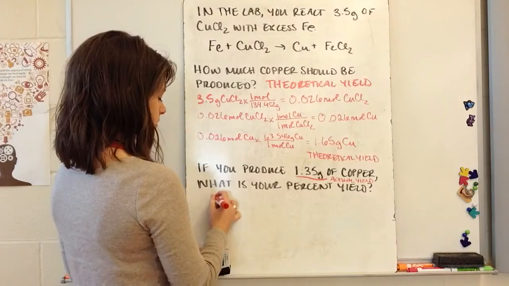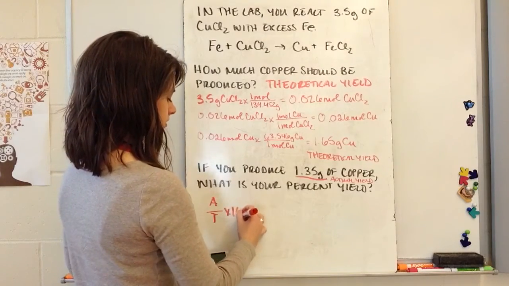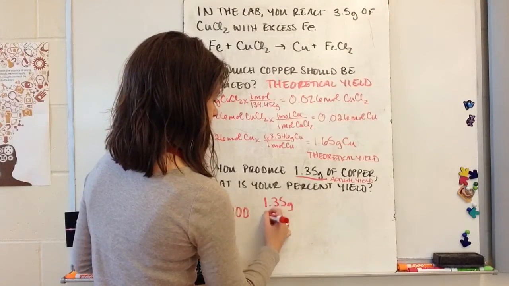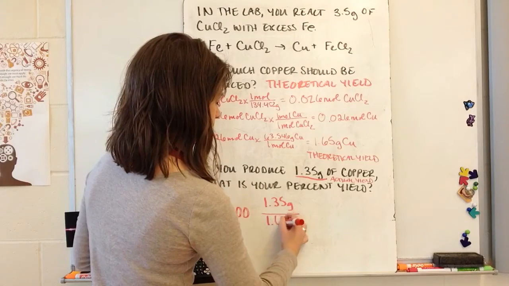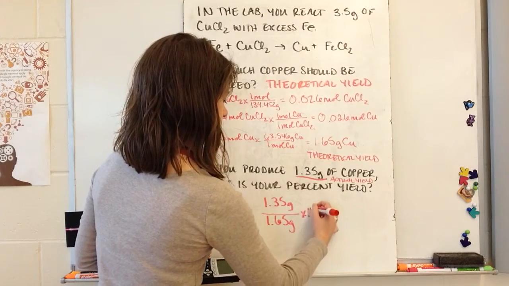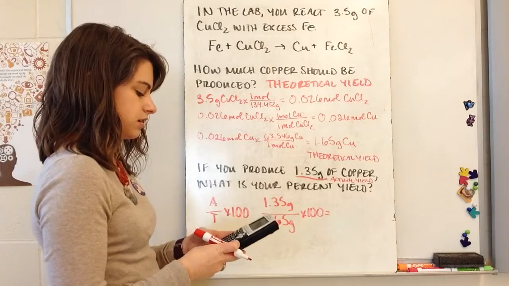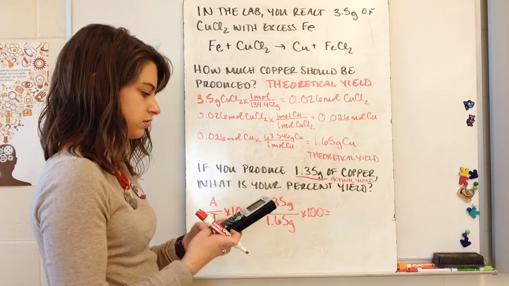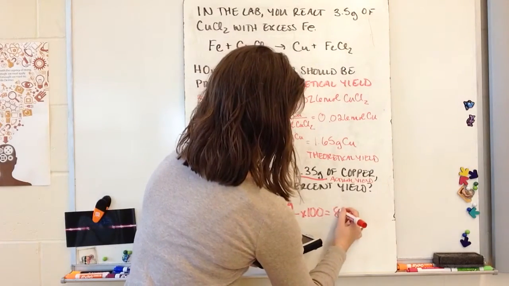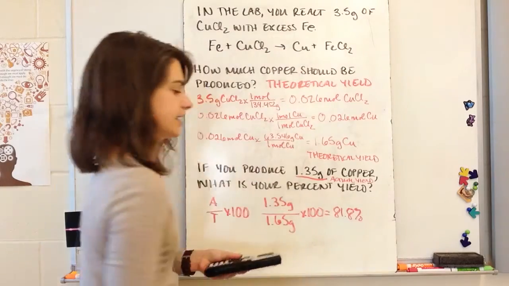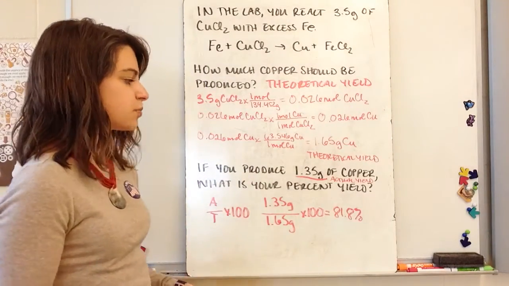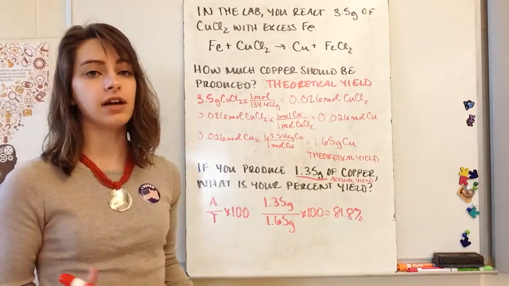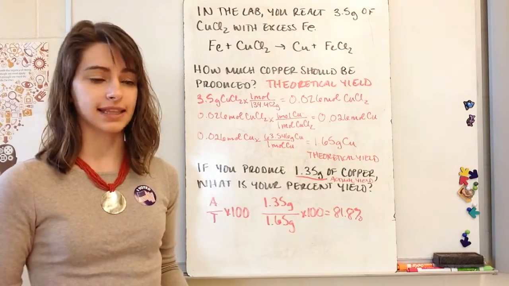So I'm going to do actual divided by theoretical times 100. So I'm going to do my actual, which is 1.35 grams, divided by my theoretical, which is 1.65 grams, times 100. And I get an 81.8% yield. So that means I made about 82% of the product that I should have made. Now, there are several different reasons why we may not have gotten exactly 100%, and let's talk about that next.